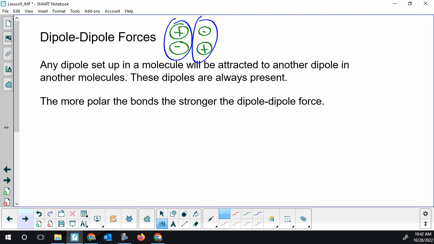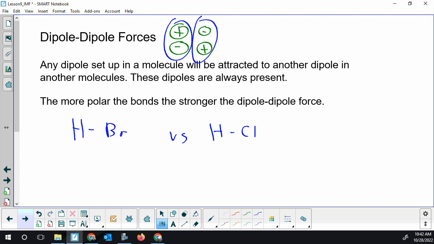Now these are permanent dipoles. I talked about temporary pluses and minuses with London. So we could compare HBr versus HCl and compare their dipole forces. These molecules are both polar.